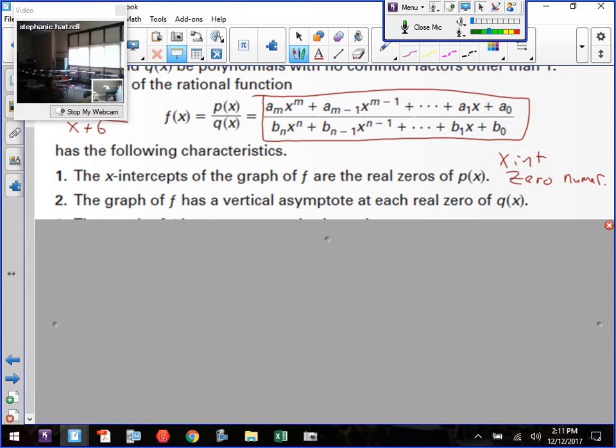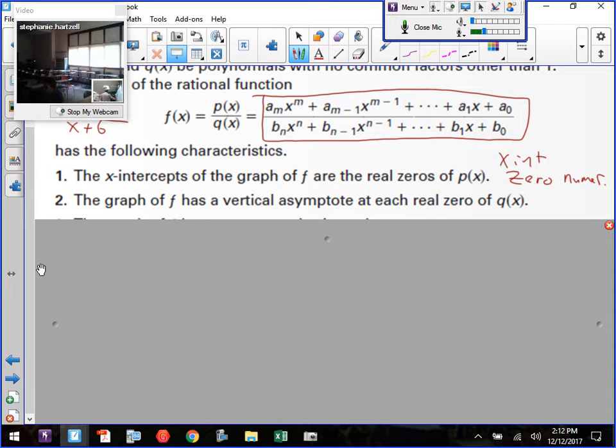The vertical asymptotes are at the zeros of the denominator because, again, you can't divide by 0. Once we do a couple examples of this, it's actually pretty easy. Those two are pretty simple. The zeros of the numerator are your x-intercepts. The zeros of your denominator will be the vertical asymptotes.